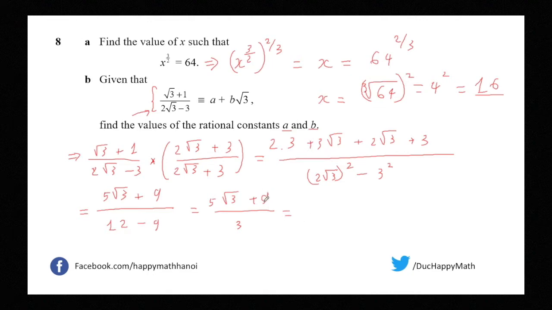The rational constants a and b. So from this one we get 5 over 3 for the square root of 3 and 3. Okay, let's check. 3, 6, 6 plus 3, 9. Okay, this is right.